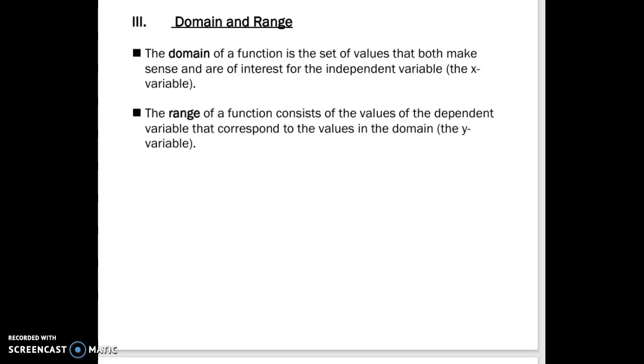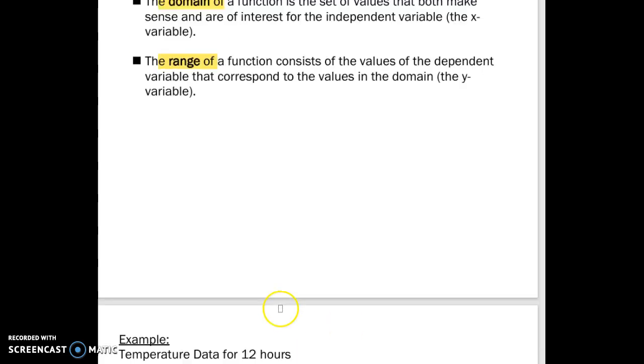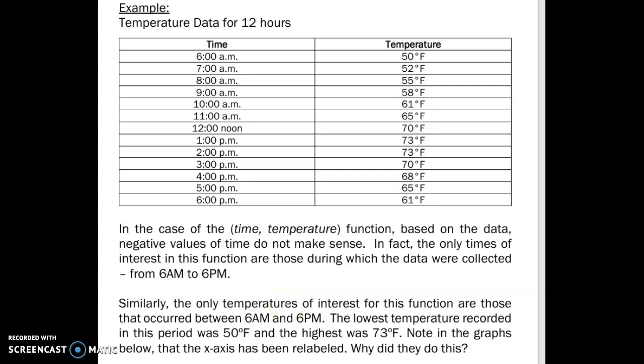The domain is the set of values that represent the independent variable. The domain is the set of all possible x values. The range is the set of the y values. They represent the dependent variable. So in this example that follows, here we have the time and the temperature. This is the temperature data for 12 hours, reading the top of the table.